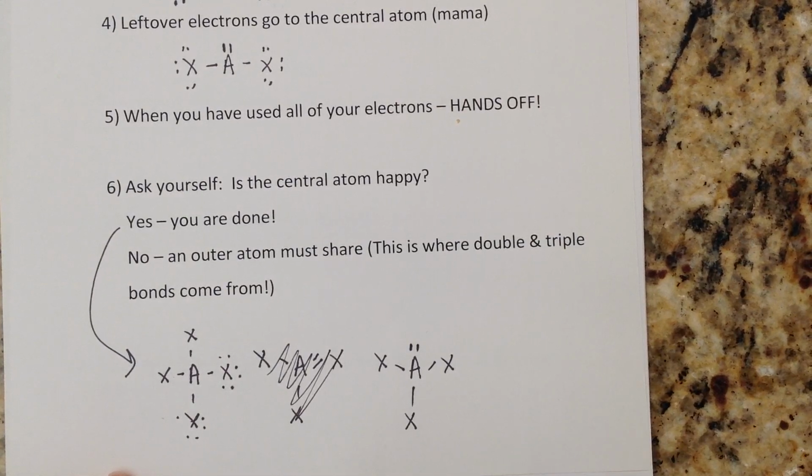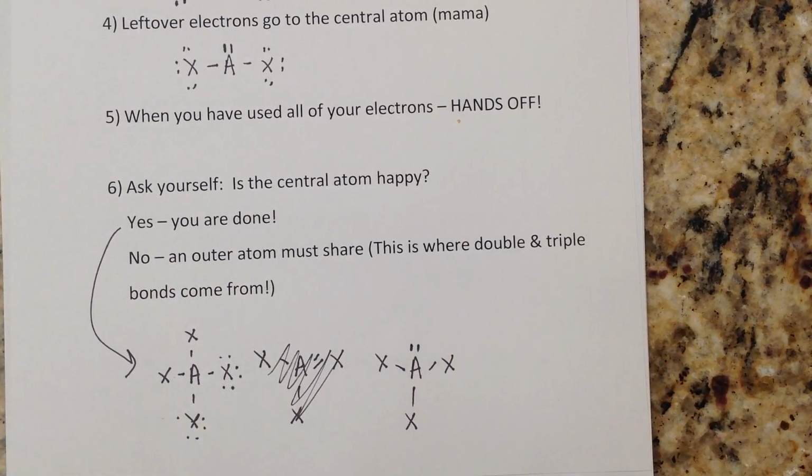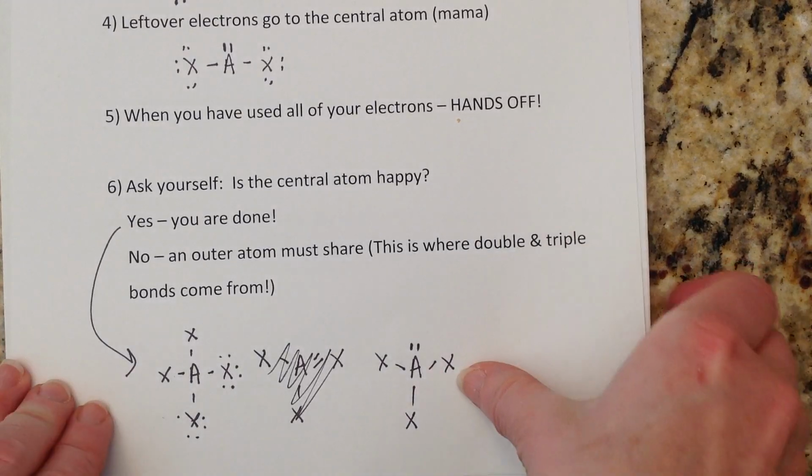There is one exception, and that's going to be boron. We're going to talk about that in a minute. And I did make a note here. If it's not happy, one of those outer atoms is going to have to share. This is where we get double and triple bonds, and we're going to see that in more detail as we go through the examples.